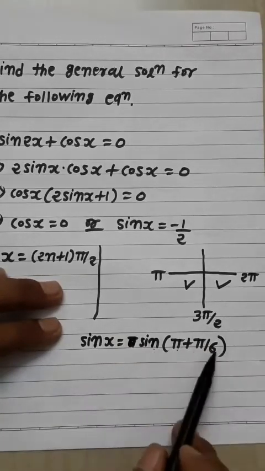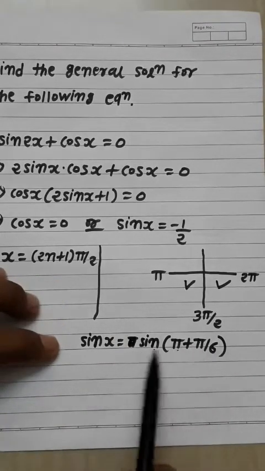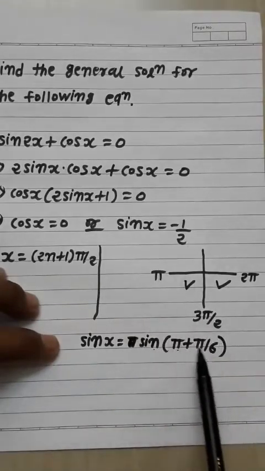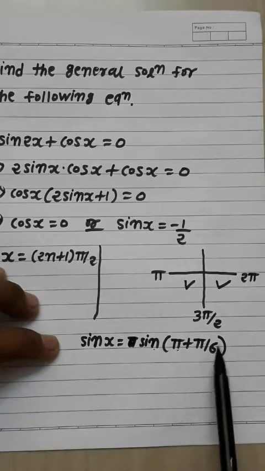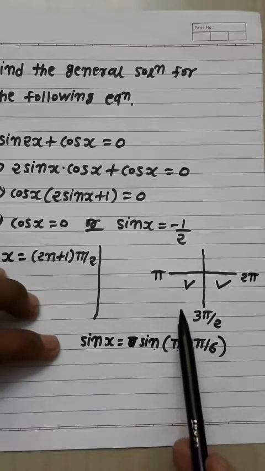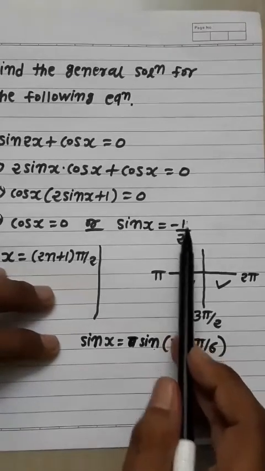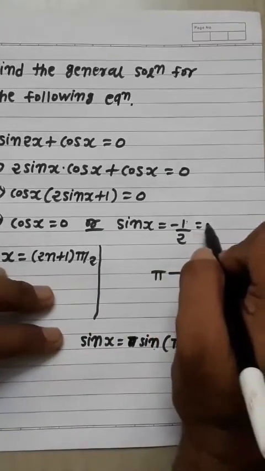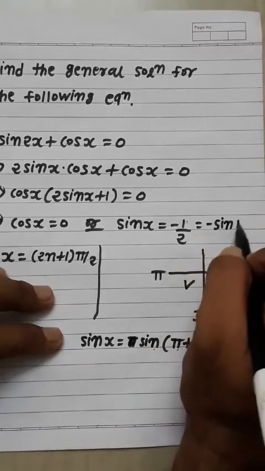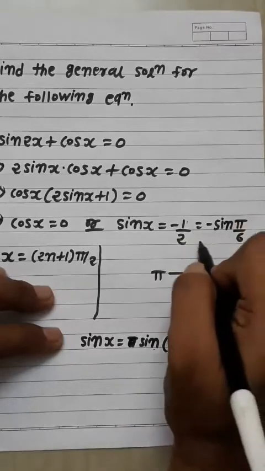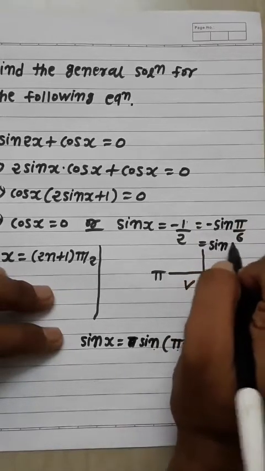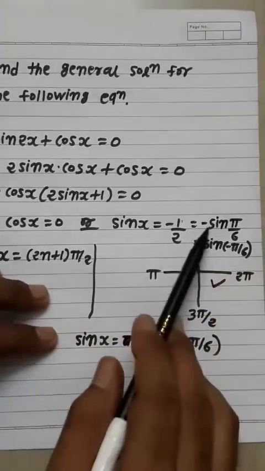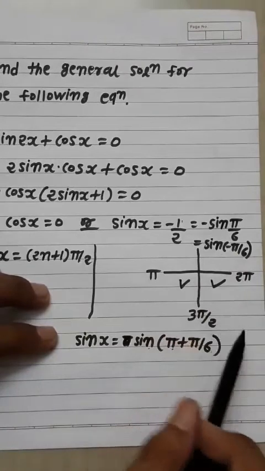Right, sine pi plus theta means minus sine theta, so minus sine pi by 6 in place of sine pi plus pi by 6. Here we can also write this way: minus sine into bracket pi by 6, also we can write sine into bracket minus pi by 6, because minus sine theta is equal to sine minus theta.